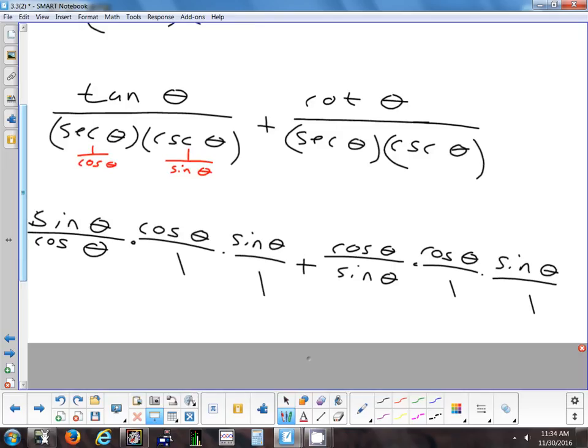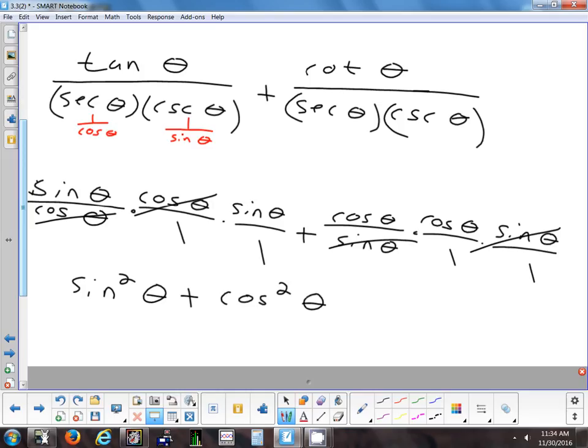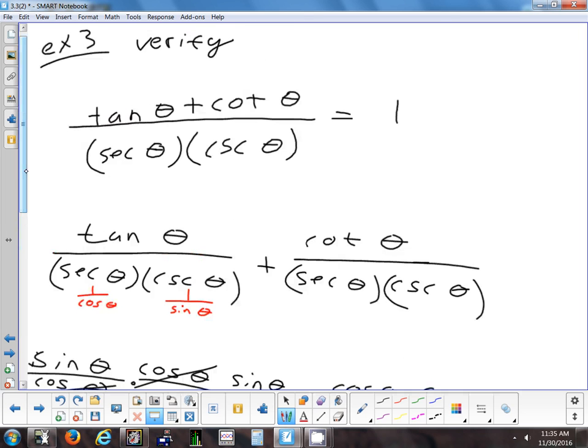Okay, so what's going to cancel out on the left? How about on the right? What's sine times sine? Sine squared. What's cosine times cosine? Cosine squared. And now, does anybody recognize what's sine squared plus cosine squared? That's Pythagorean identity number 1. And what does that come out to? 1. Which is what they wanted.